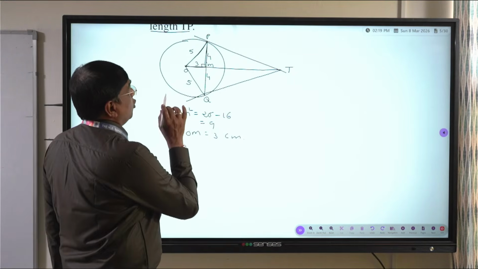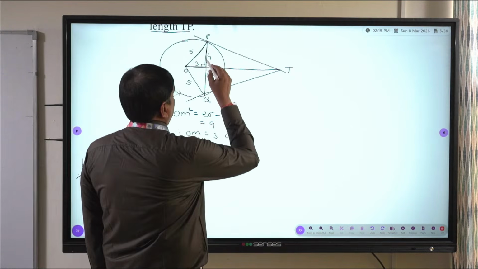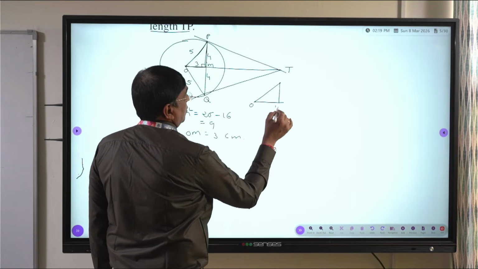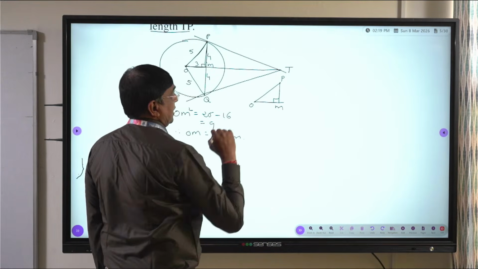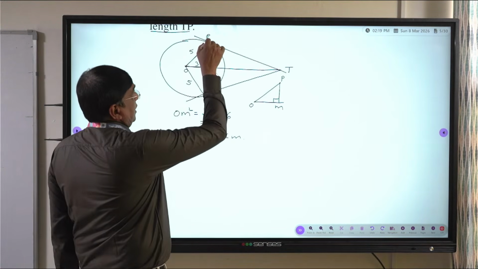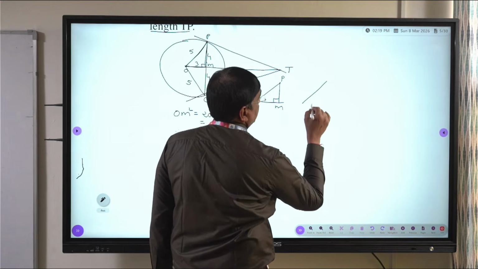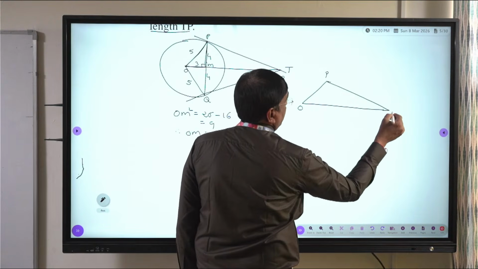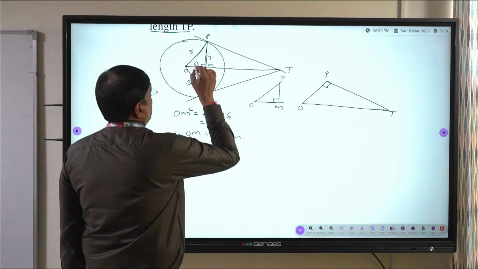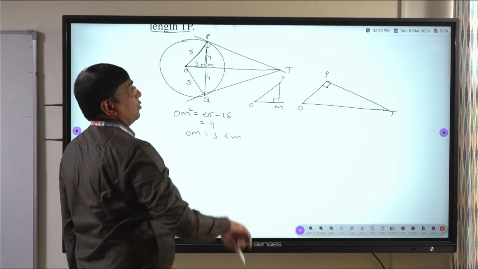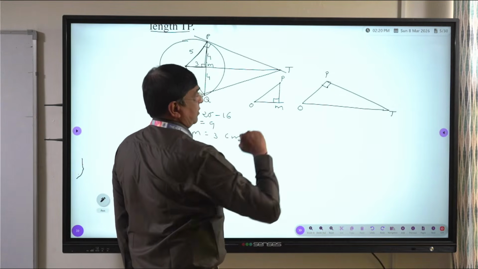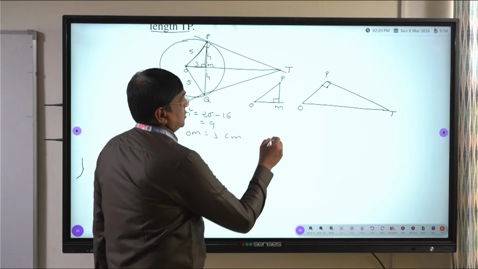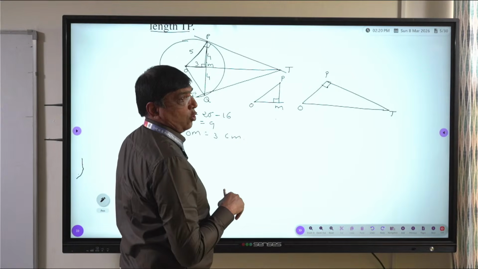Now consider two triangles. One triangle is OMP, a right triangle. Another triangle is OPT. OP is a radius and radius is always perpendicular to the tangent. So it's another right triangle. First we prove the similarity between these two triangles. So in triangle PMO and triangle OPT.